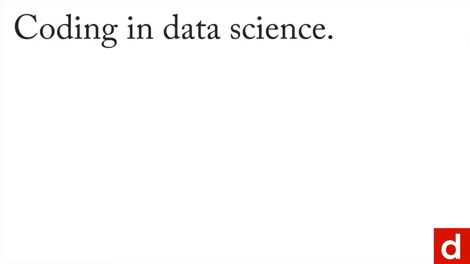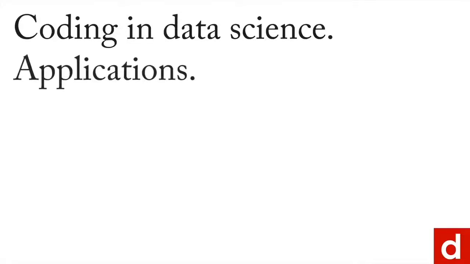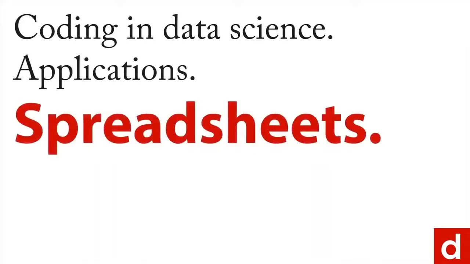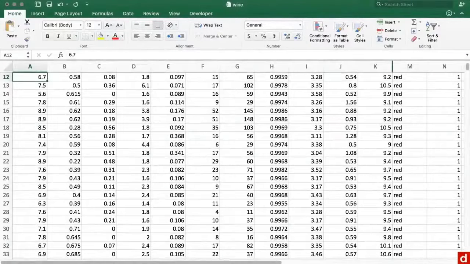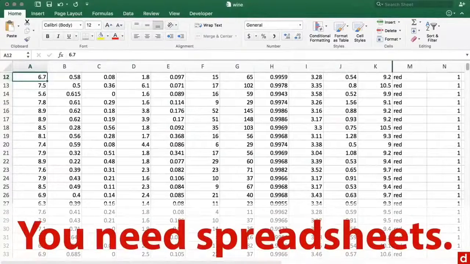As we begin our discussion of coding and data science, I actually want to begin with something that's not coding. I want to talk about applications, or programs that are already created that allow you to manipulate data. And we're going to begin with the most basic of these: spreadsheets. We're going to do the rows and columns and cells of Excel. And the reason for this is you need spreadsheets.